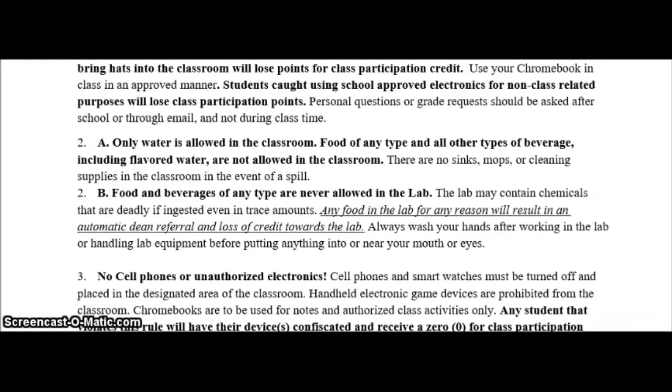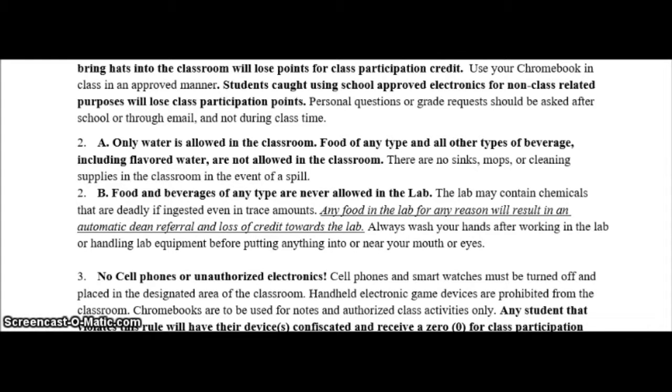2B applies to the lab. Food and beverages of any type are never allowed in the lab. The lab may contain chemicals that are deadly if ingested, even in trace amounts. Any food in the lab for any reason will result in an automatic dean referral and loss of credit towards the lab, and also class participation points for that day.